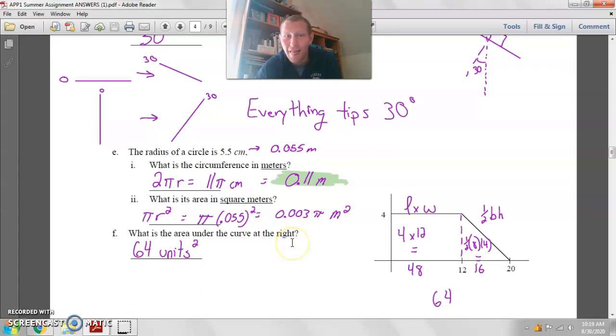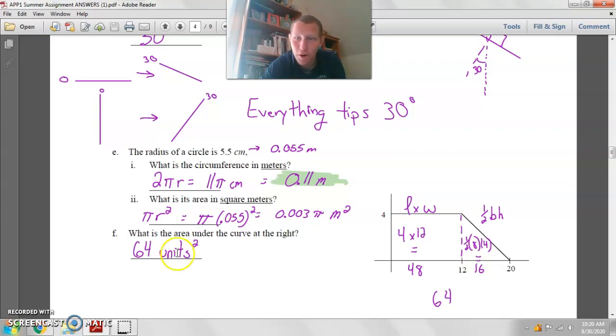The area under the curve at the right. That definitely sounds like a calc concept, right? Calculus. And it is. We're going to talk about some of the calculus concepts in this class. Not as far as integrals and derivatives, but the idea of area under the curve, slope, and things like that. So whenever you hear area under the curve, I mean, here's the curve. That's the whole line. So this whole line, the area between that and the x-axis. So I just found the area of this rectangle to be 48, 4 times 12. The area of this triangle, 1/2 base times height, is 16. Add them together, I get 64. And then because I love units, it is units squared.